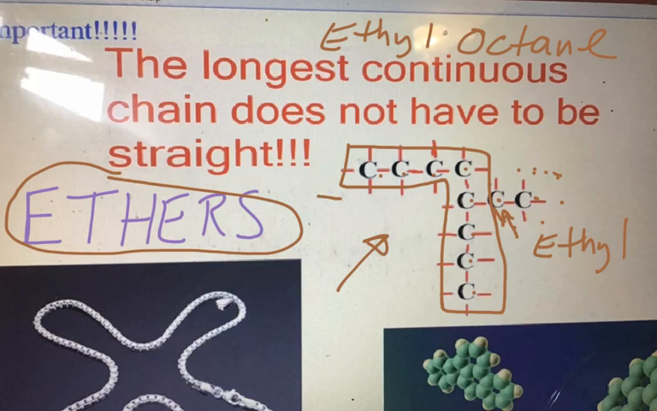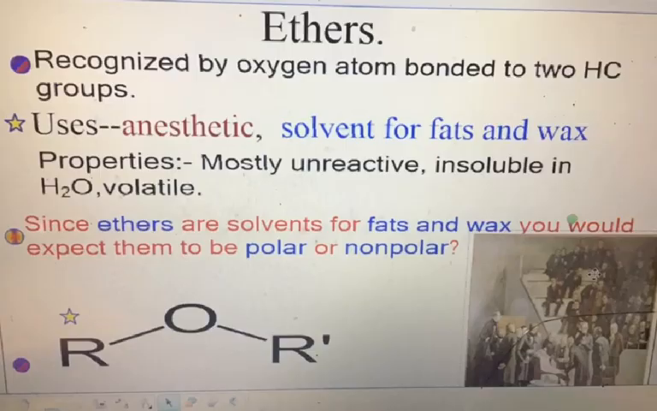So you can come from this direction, or you can come from this direction to give the lowest number. So let's come from left to right. Go 1, 2, 3, 4, 5. Let's come from this way. 1, 2, 3, 4. So you will call this guy 4-ethyloctane. So sorry about that confusion. It's no problem. Okay, let's move on.